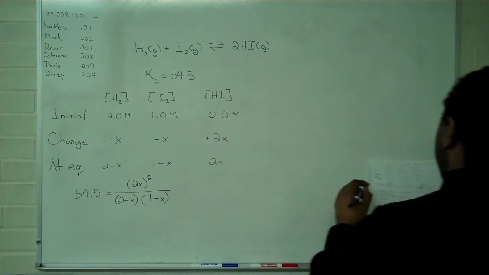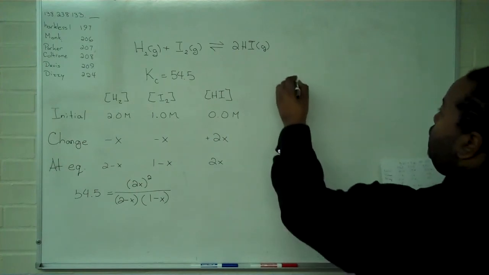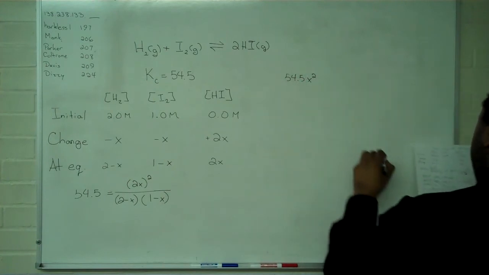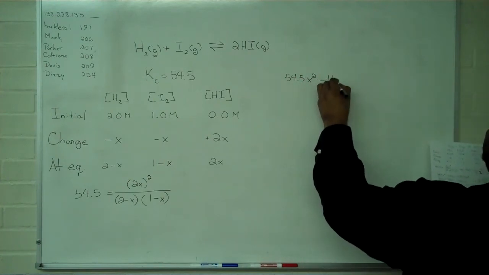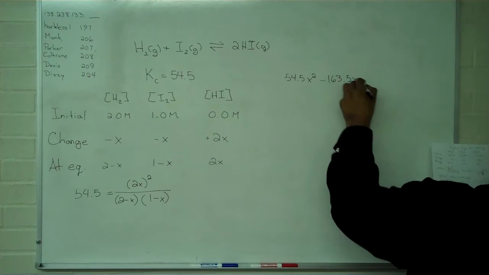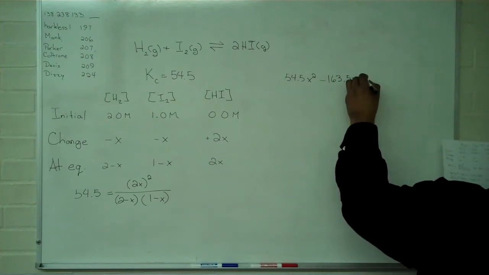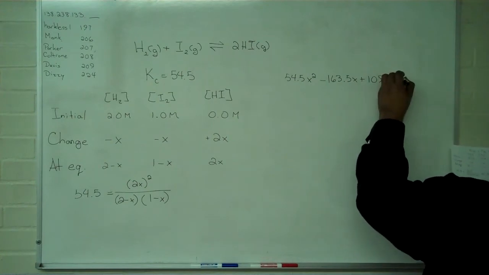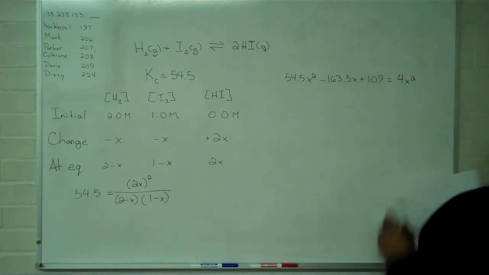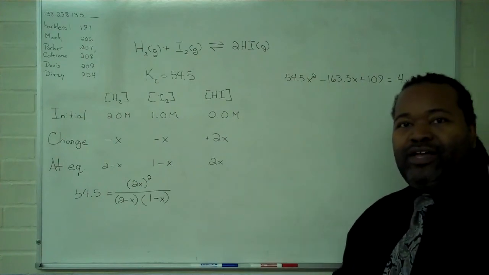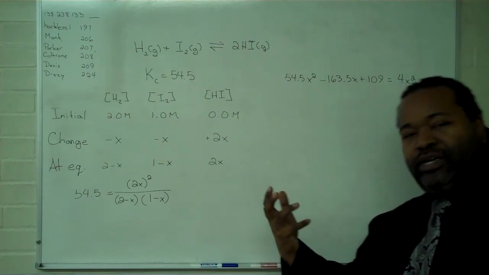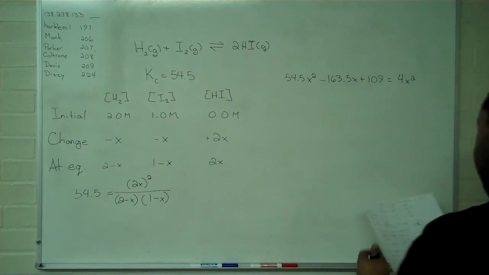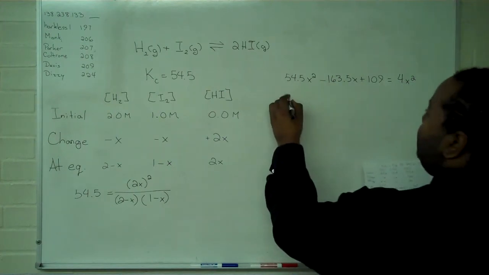And so we expect to get 54.5 x squared minus 163.5 x plus 109 equals 4x squared. Now, the awful algebra involved in doing all of this is being left to you, the viewer, to verify that I am actually getting it right.